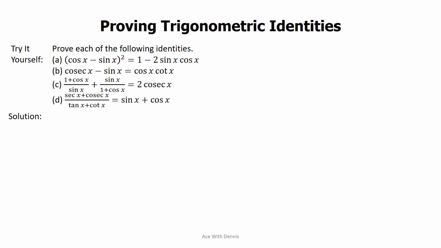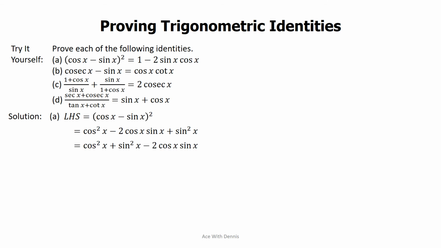Here is the solution. For A, we start from the left hand side, which is (cosine x minus sine x) square. We can expand the bracket, which gives cosine square x minus 2 cosine x sine x plus sine square x. And we know that cosine square x plus sine square x equals 1. Therefore, it will become 1 minus 2 cosine x sine x. So it is equal to the right hand side, and it is proven.